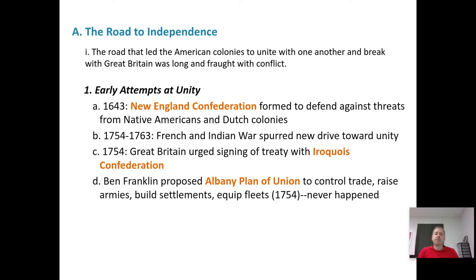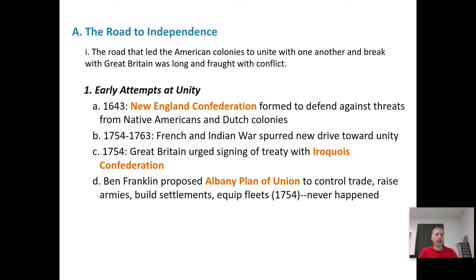In 1754, we signed an agreement at the beginning of the French and Indian War with the Iroquois Confederation. The Iroquois Confederation consists of 5 to 6 Native American tribes in Upper New York. Basically, we just wanted to create peace with them so they wouldn't fight with us while we were fighting the French.